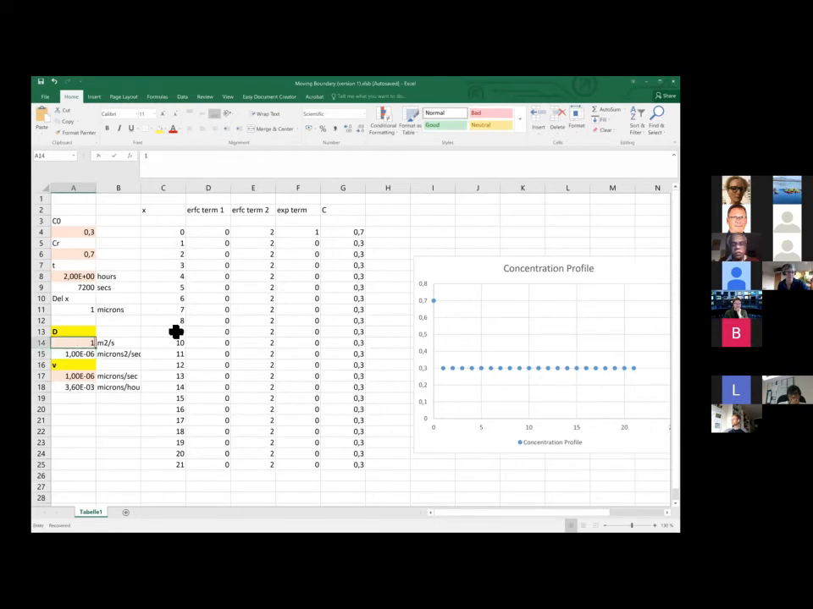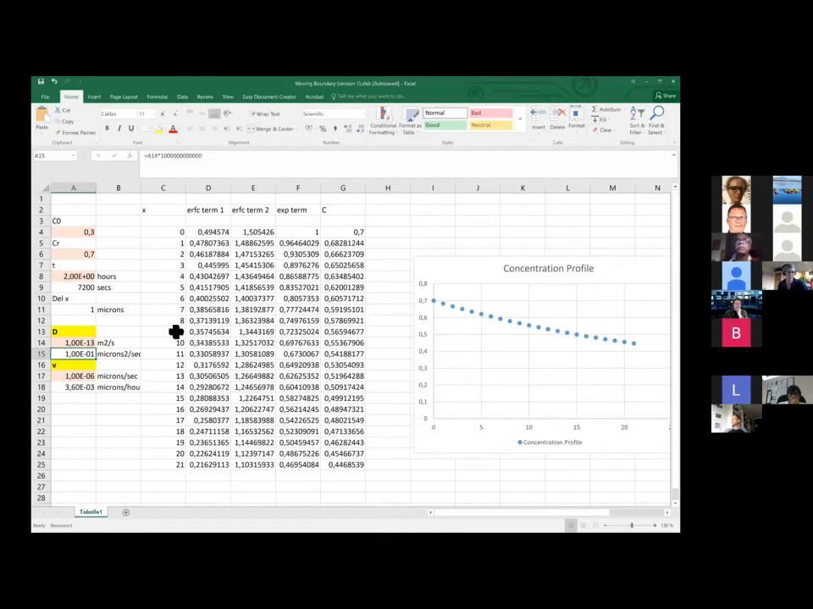So the message I want to give you is that if you have dissolution and growth occurring together, there's only a tiny, tiny window where you actually see a diffusion profile. All right.